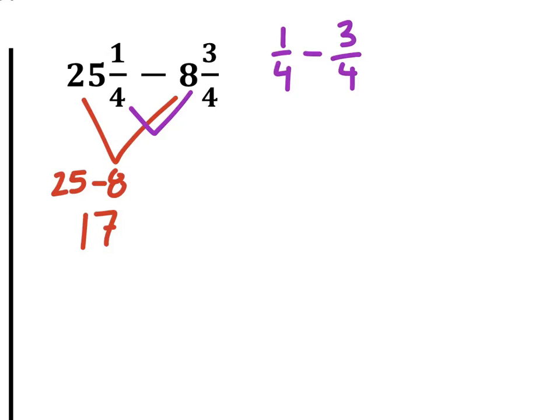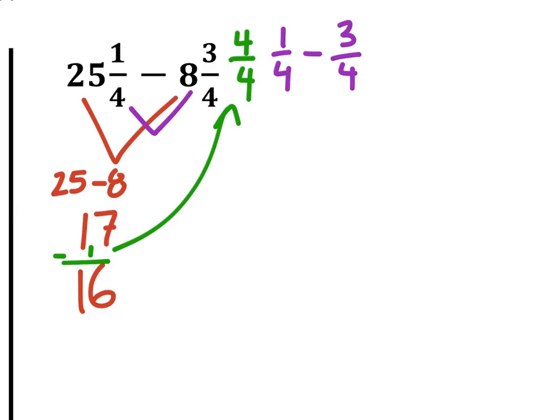So what I'm going to do is take the 17 and drop it to 16, right? But by doing that, I'm going to add 4/4 to the mix. So while I subtracted 1 from 17, I also added 1, which is 4/4, and I'm adding it here.